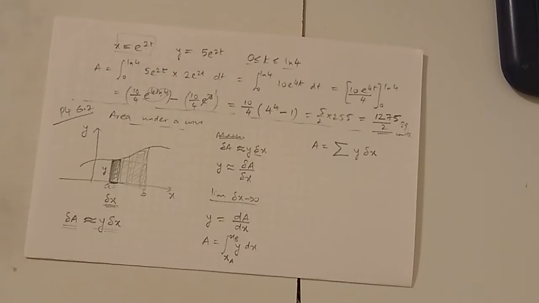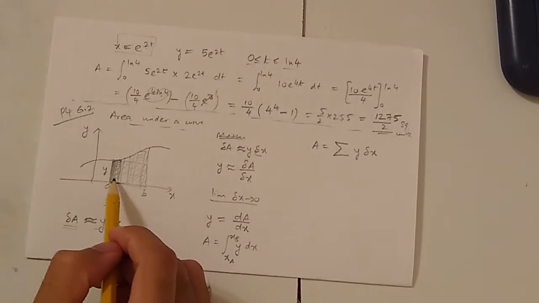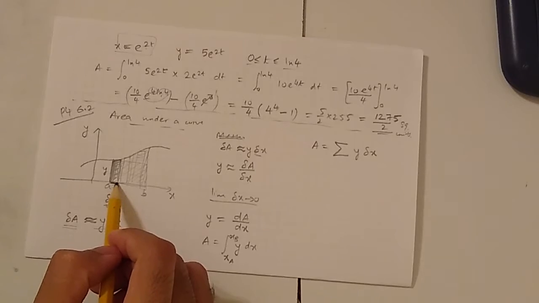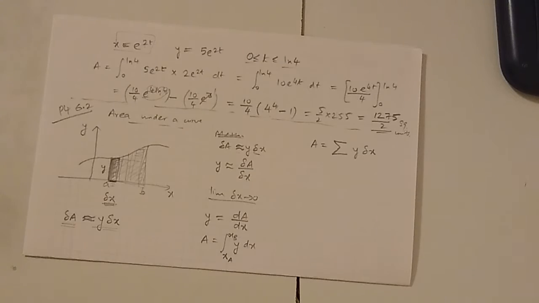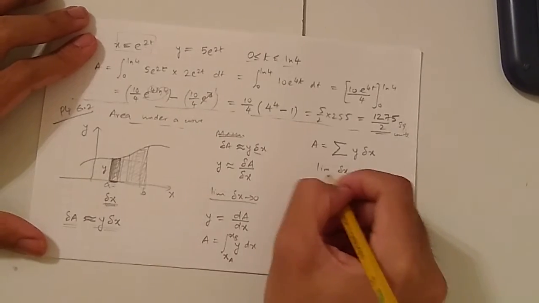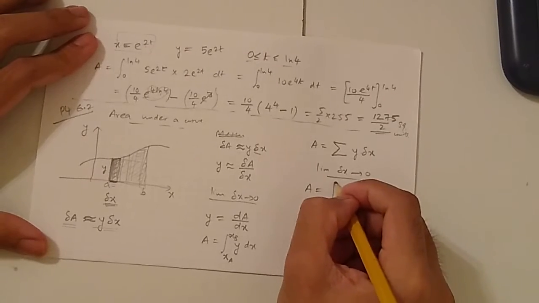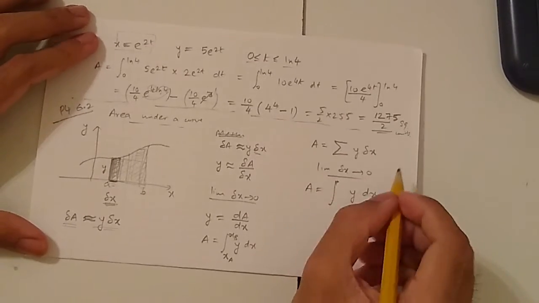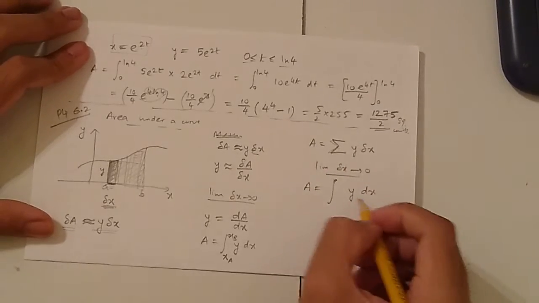Okay, and the total area A is equal to the sum of y delta x. Now, as delta x becomes smaller and smaller, each strip, the overall summation becomes more and more accurate, and the limiting value as delta x tends towards 0 for this expression becomes the integral. The sum changes to the integral symbol, and then we have y dx. So the summation symbol changes to an integral symbol when you take the limit.